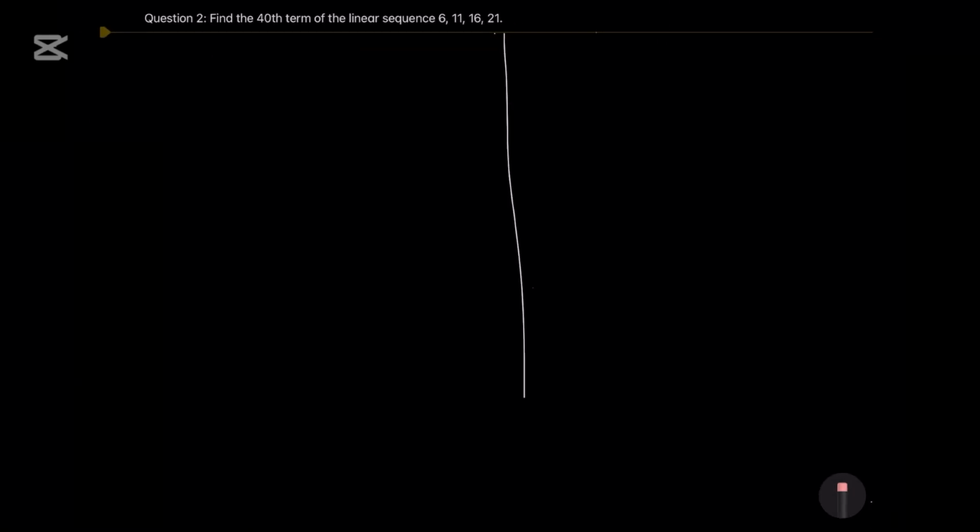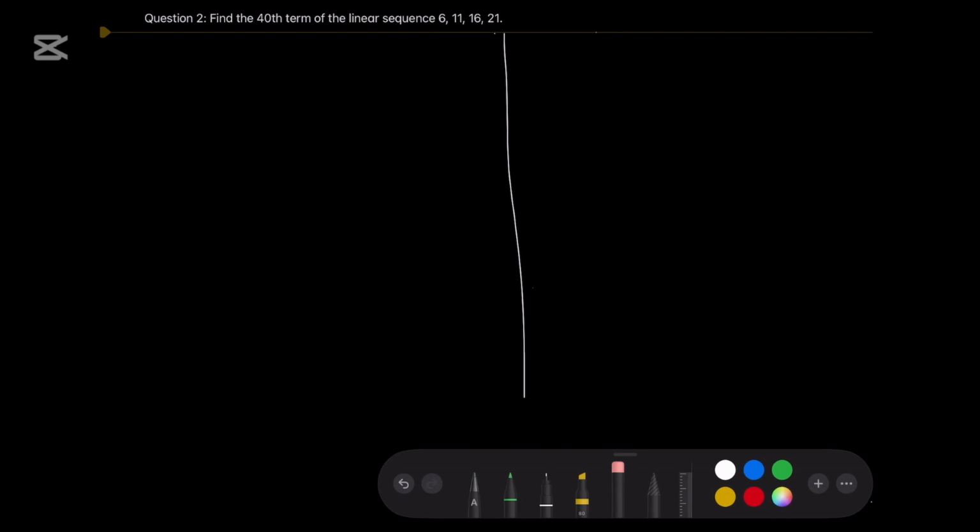Next question. The second question says, find the 40th term of the linear sequence 6, 11, 16, and then 21. So we are told to find the 40th term of the linear sequence. In this case, we can't start listing each of the terms one by one. So what's the formula for finding the nth term of the AP? I told you a linear sequence also means AP, arithmetic progression.